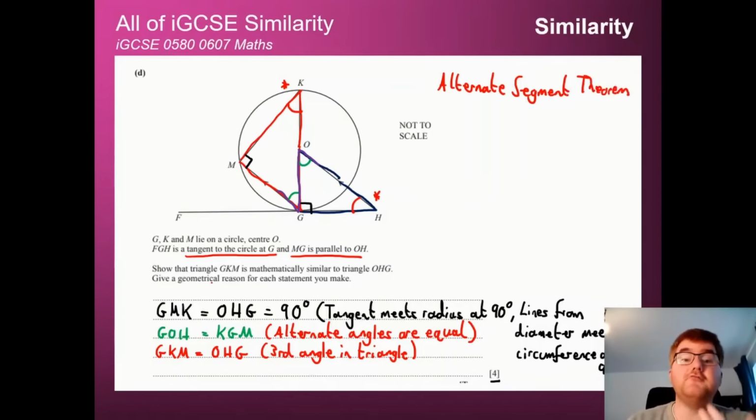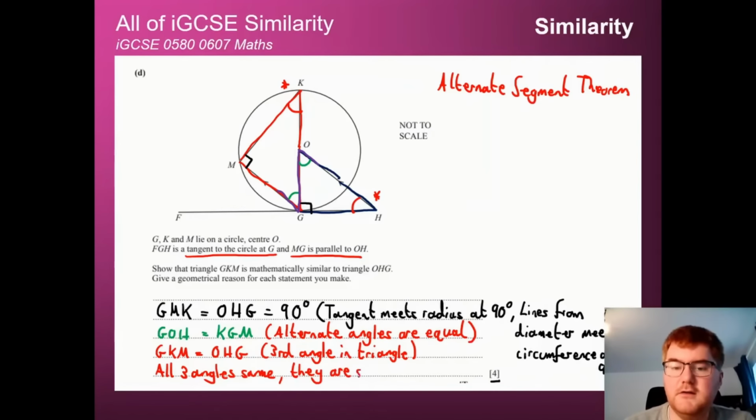And because then the three angles are the same, so all three angles the same, you can write down AAA as well if you so wish, are the same, then they are similar triangles. So they are similar triangles. So we've got all the information there for the 4 marks.